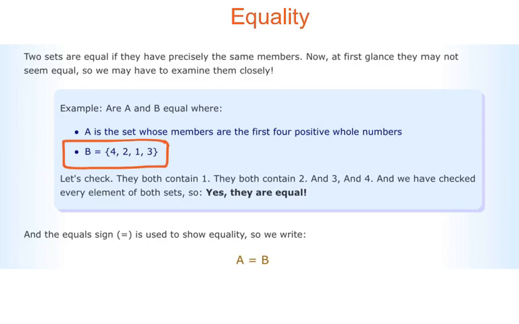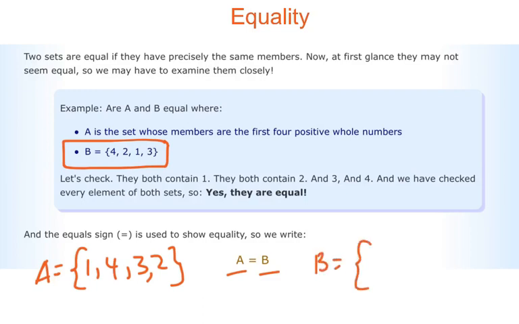Let's check. They both contain 1, they both contain 2, and they contain 3 and 4. We have checked every element of both sets, so yes, they are equal. So, set A is equal to set B. So we have set A here, 1, 2, 4, 3, and set B here, we have 1, 2, 3, 4. Set A and set B are equal because they have the exact same elements.